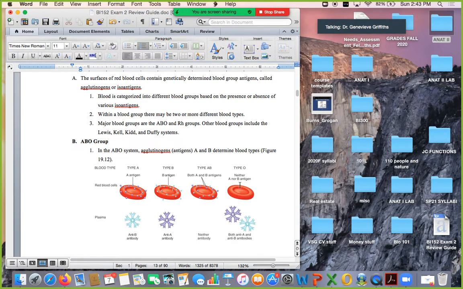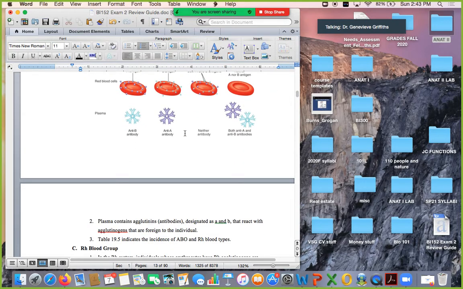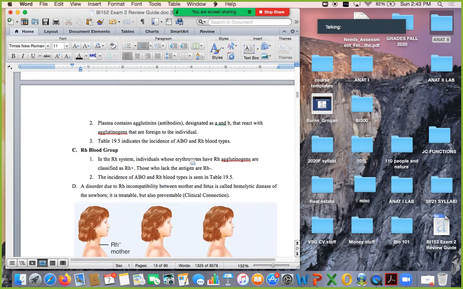Now, just to make this a little bit more complicated, we also have the Rh system. Now, the Rh system is just a simple dominant recessive. Is it present or is it absent? And we would just call that positive or negative for Rh factor. Right, so in the Rh system, individuals who have Rh agglutinin are classified as Rh positive. Those who lack it are just going to be Rh negative.